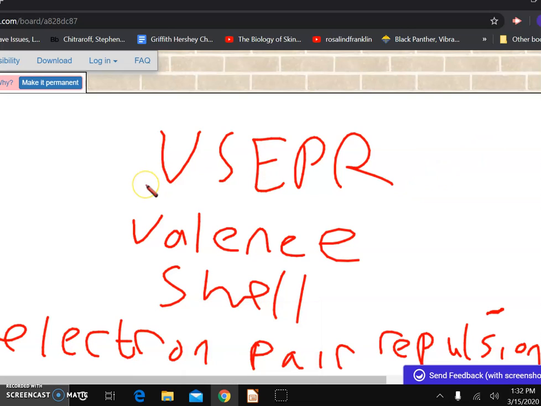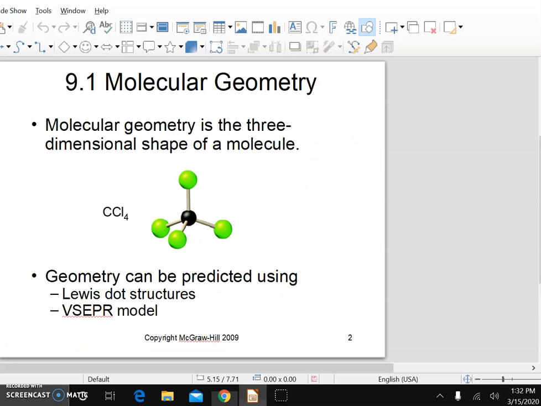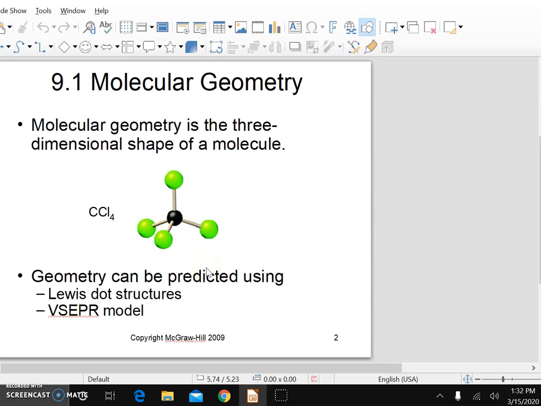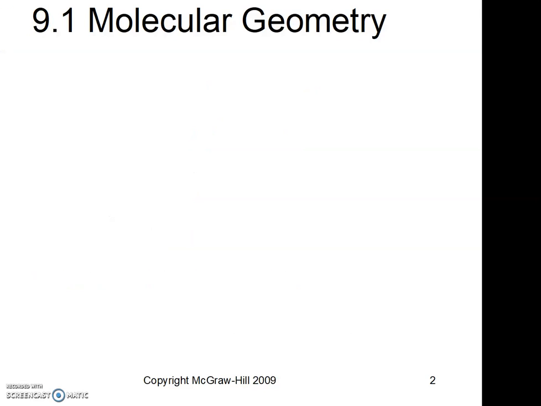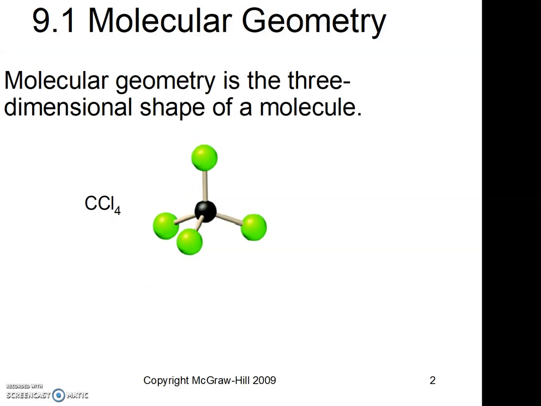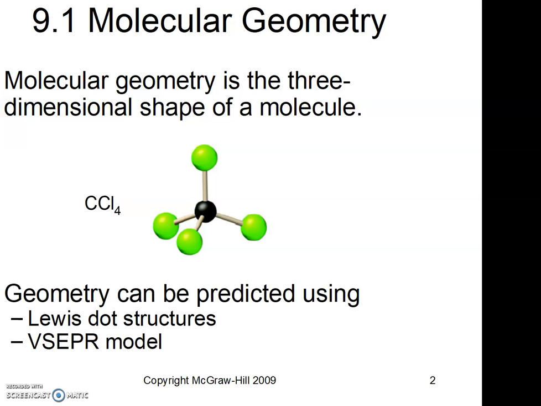So what does that mean? Well, that means we're talking about our valence shells. So our electrons in the outermost energy level, and we're talking about how they repel each other. Because you guys remember and know that electrons are all negatively charged and they repel each other. They don't like each other, right? So VSEPR takes that into account and says, well, how can we apply this repulsion to find geometry?